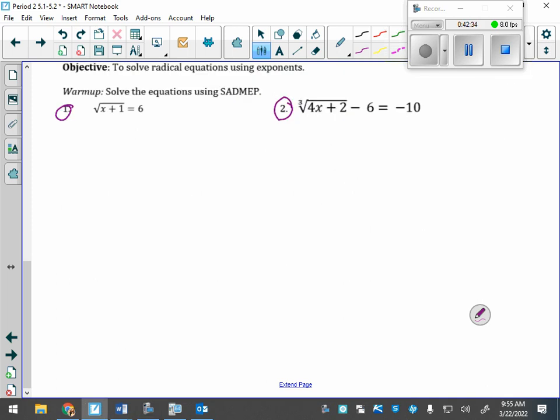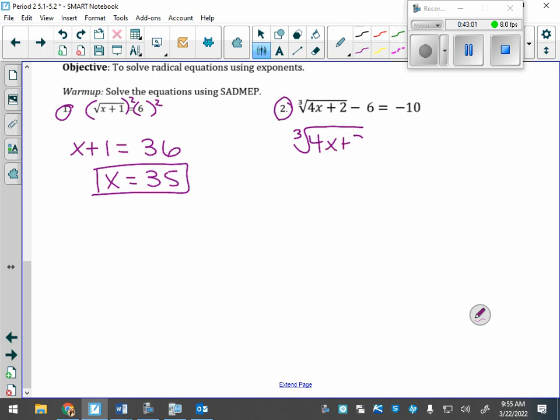All right. So for number 1, what do we have to do to both sides? Jaden. Square both sides very simply. We have x plus 1 equals 36. What is our final answer? 35. Excellent. Okay. And number 2, what do you do first? Okay. Add 6. And what do we get? Negative 4. Then what do we do?